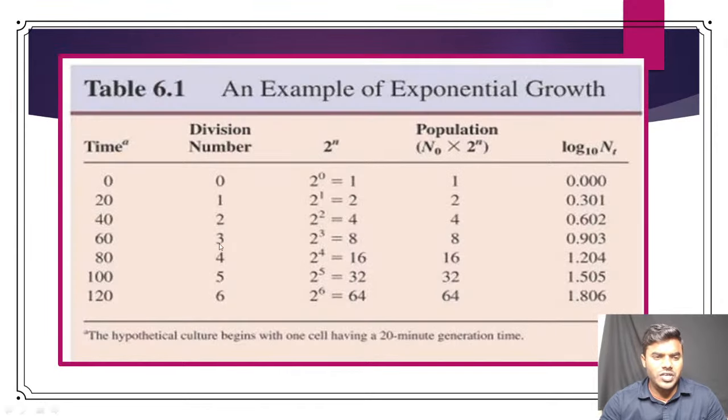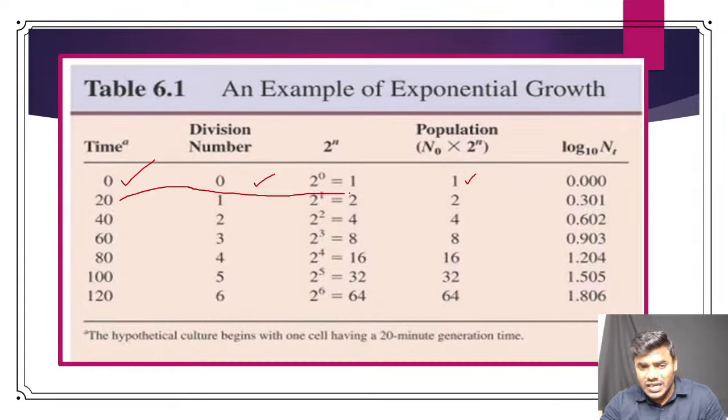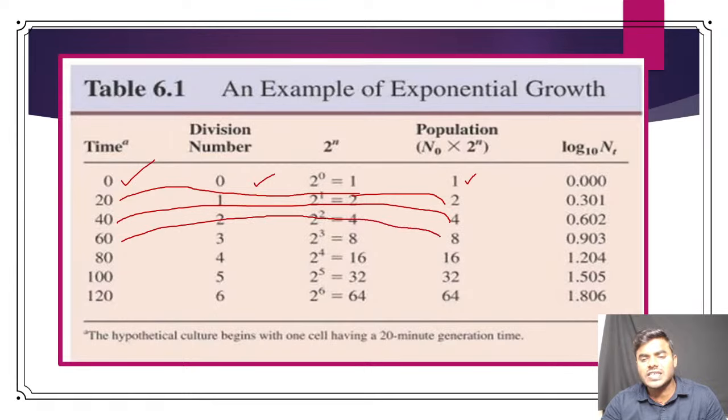One second. Every student, please look into the table. This is called a logarithmic fashion. At time 0, the division number is also 0. The total cells are just one cell. But you see here, 20 minutes, this is called division 1, cells are 2. 40 minutes, division 2, cells are 4. 60 minutes, division 3, cells are 8.